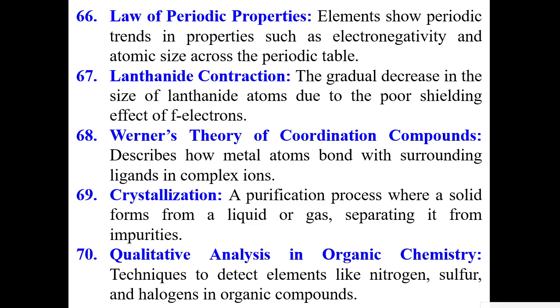Then qualitative analysis in organic chemistry. If any element is there in the compound, to detect elements like nitrogen, sulfur, halogens, that is called qualitative analysis. Qualitative analysis, we can check whether nitrogen, sulfur or halogens are present or not.